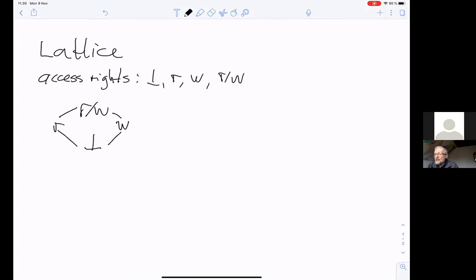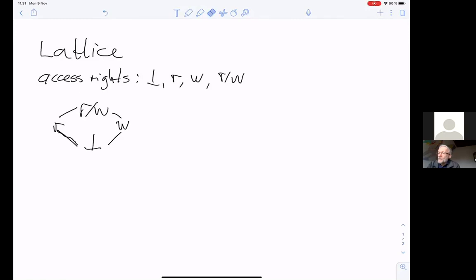But notice that being able to read or being able to write, it's not clear that one is more powerful than the other in a sense. So there's no comparison there. That's what I mean by this diagram: whenever there's a line like this, that means that the one on the bottom is less in some sense than the other. So this is an example of something called a partially ordered set, where we are able to compare some of the elements, but it's not clear that every pair of elements is comparable.